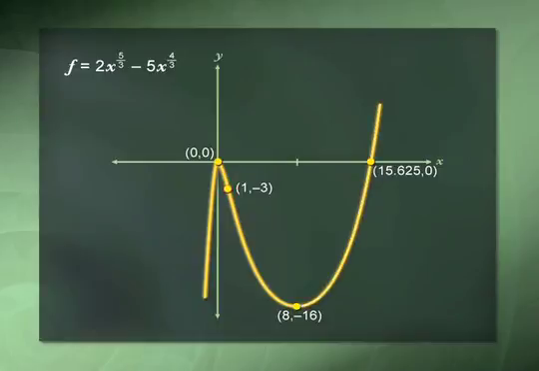And it stays concave up forever, and it crosses the other intercept at 15.625. Tough going, lots of stuff. The graph's actually kind of simple looking, isn't it? But it took a little bit of work to get it.